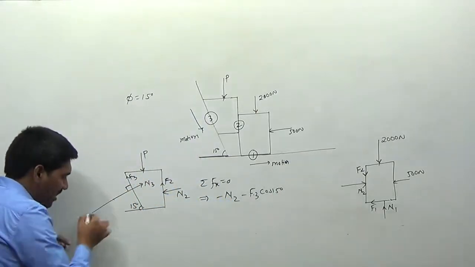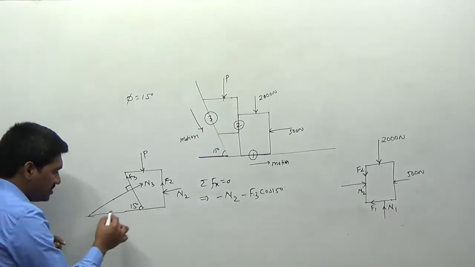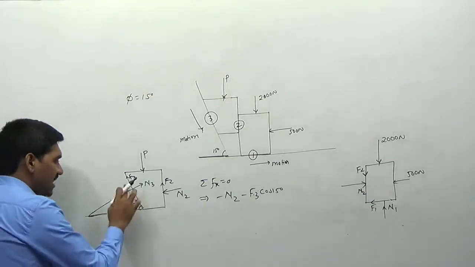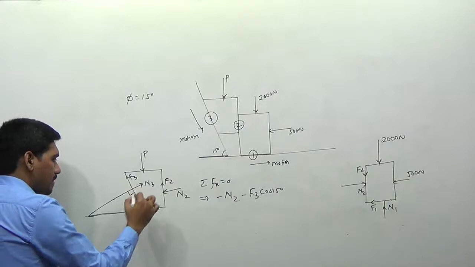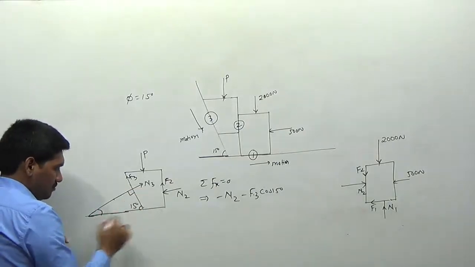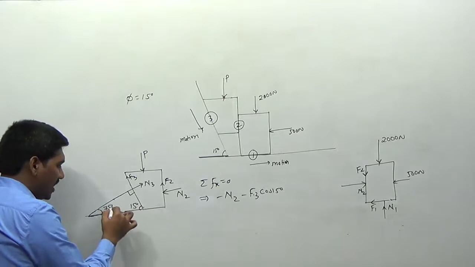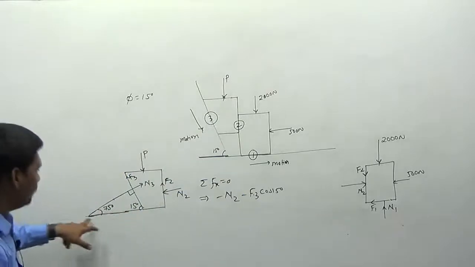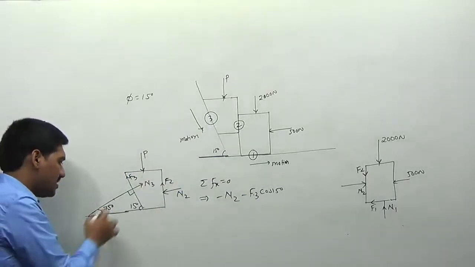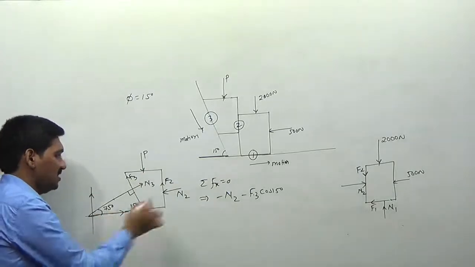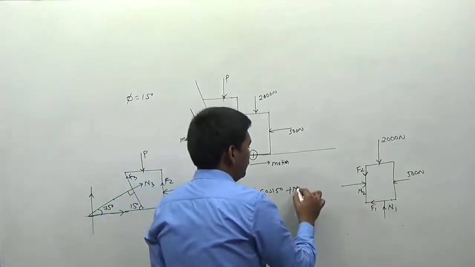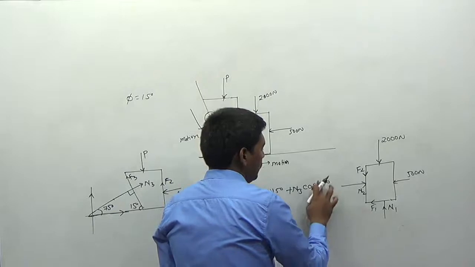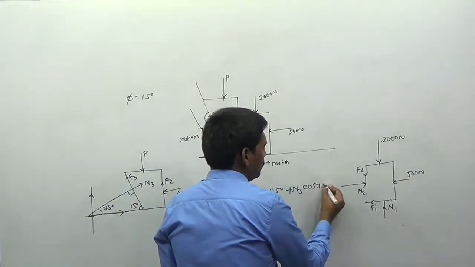If you extend this line, and if you extend this, then definitely you can form a right angle triangle here, right? I think you can see this right angle triangle, formed by extending the lines. Since this angle is equal to 90, and this is 15, therefore this angle will be 90 minus 15, which is 75 degrees. This N3 is making an angle of 75 degrees with the horizontal. Therefore I can write this as plus N3 into cos 75 degrees.